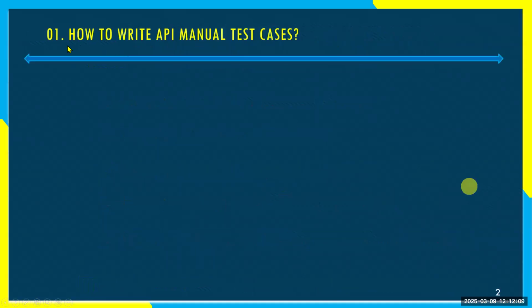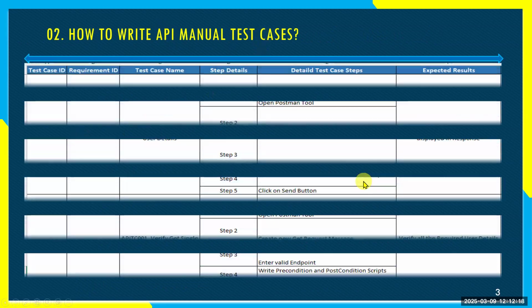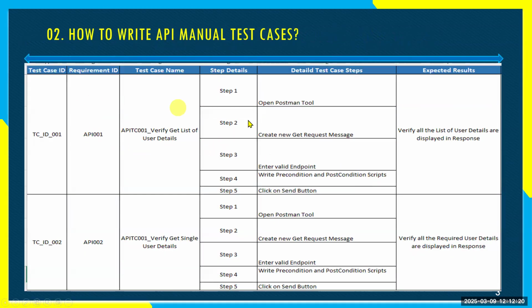The first, how to write API manual test cases. Okay, so this is the manual test cases, which simply looks like an Excel spreadsheet: test case ID, requirement, and test case name. The test case name is API TC001, verify get list of all user details. So I want to get the list of all the details. I want to verify one.